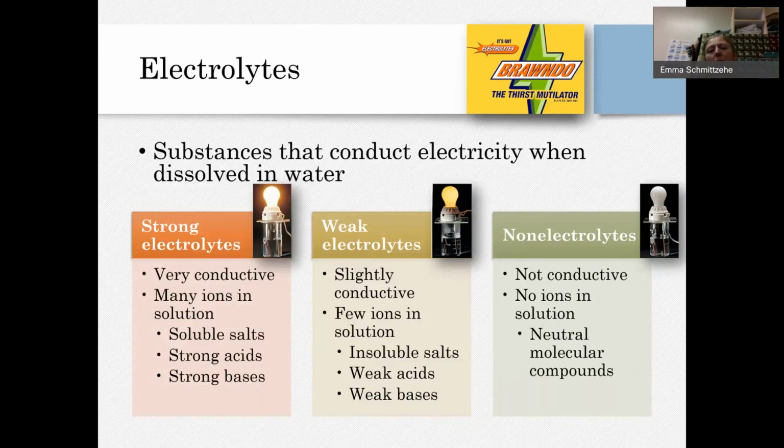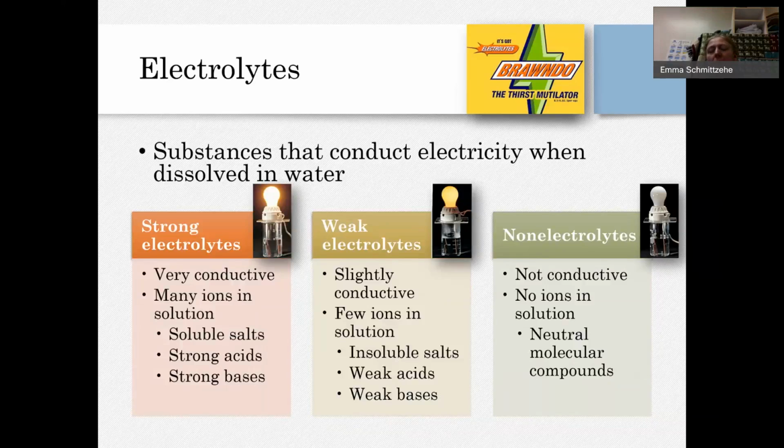So just to keep it simple, your non-electrolytes are any neutral molecular compound. And when I say neutral, I mean non-acidic and non-basic. Not neutral in the sense that it has no charge, because all molecular compounds have no charge. Otherwise, we would call them ions. So water is a neutral molecular compound. It's not considered to be acidic or basic on its own. And so it's a non-electrolyte.